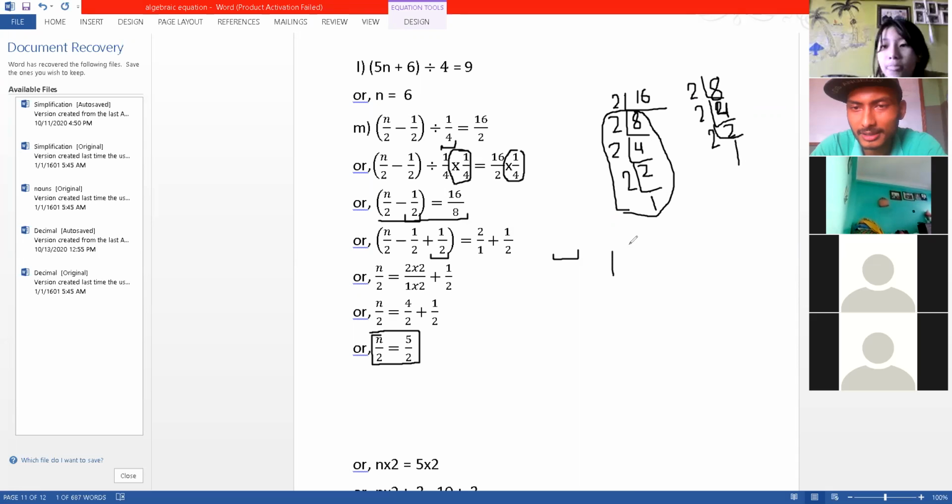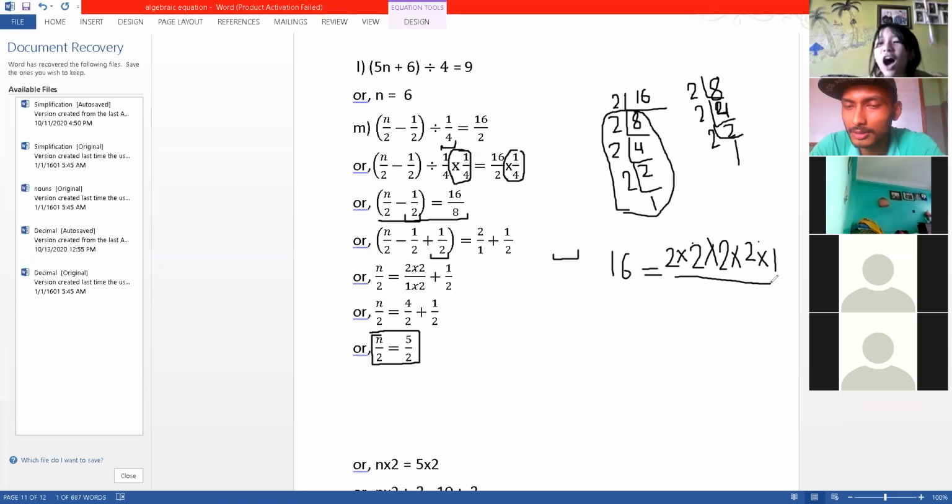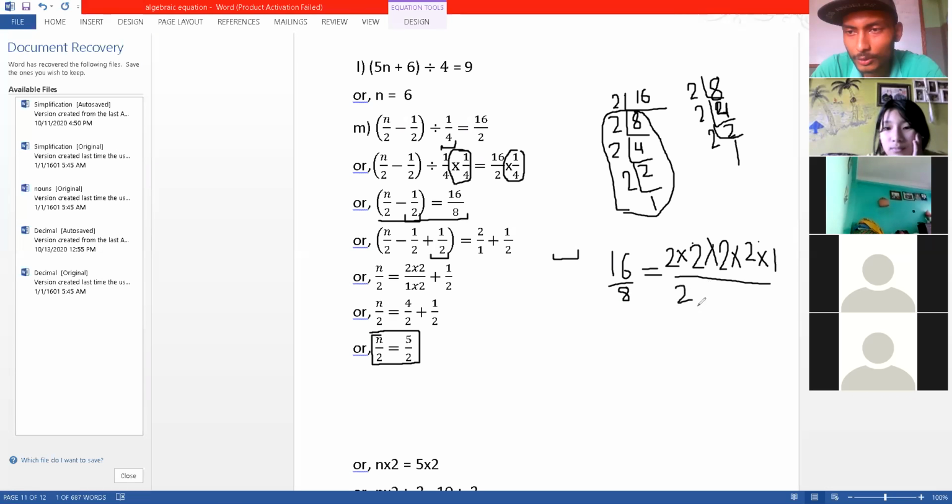And in place of 16, can we write this for 16? Can we write 16 as 2 multiplied by 2 multiplied by 2 multiplied by 2? I'm just going to have to write 4 twos, and 3 twos below. It's done, right? Can I write that, Sasbi? 16 is 2 into 2 into 2 into 2. Is that okay? Yes. And 8 is 2 into 2 into 2, three 2s.